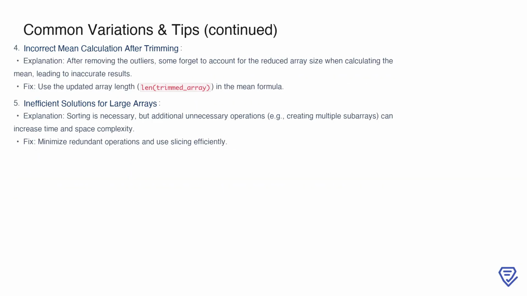Another common mistake is miscalculating the mean after trimming the array. Once you remove the outliers, it's crucial to use the updated array length in the mean formula. Forgetting this step will lead to incorrect results.